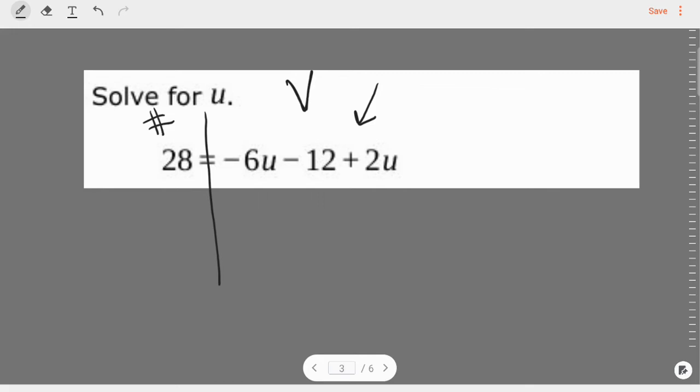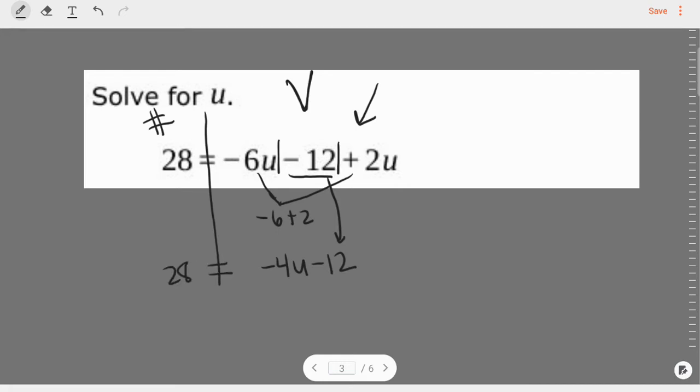Okay, I know that this is my variable side. Let's separate out the terms so that we can combine, because I have 2 of those u's. Now, don't be doing the opposite. Remember, when they are on the same side, all I do is combine them. I'm not moving them across that barrier. So negative 6u and 2u combine. Negative 6 plus 2 gives me negative 4u minus 12. The reason why I do that is 12 has nothing to combine with, so I bring that straight down.